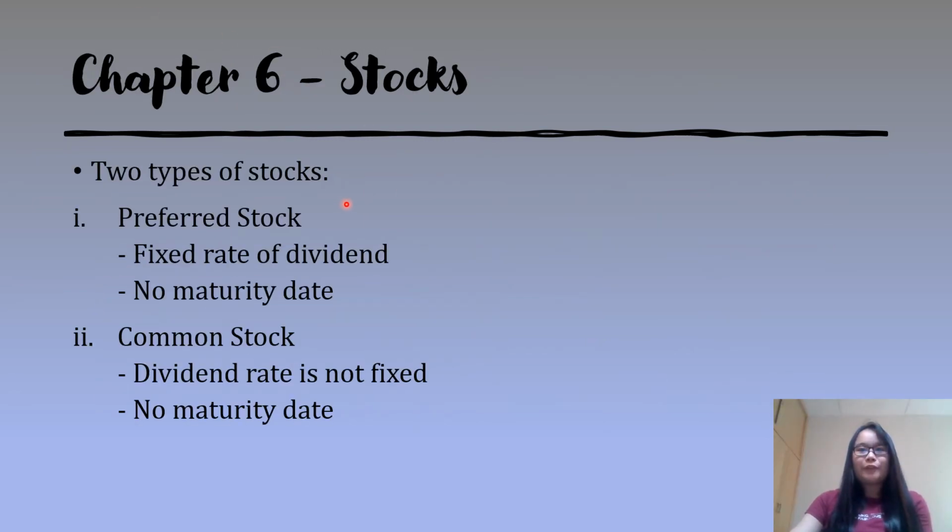Okay, so after finishing the two questions of chapter 5, we will go into chapter 6, stocks. There are two types of stocks, preferred stocks and common stocks. Both of these stocks have no maturity date. However, preferred stock has a fixed rate of dividend, while common stock doesn't.